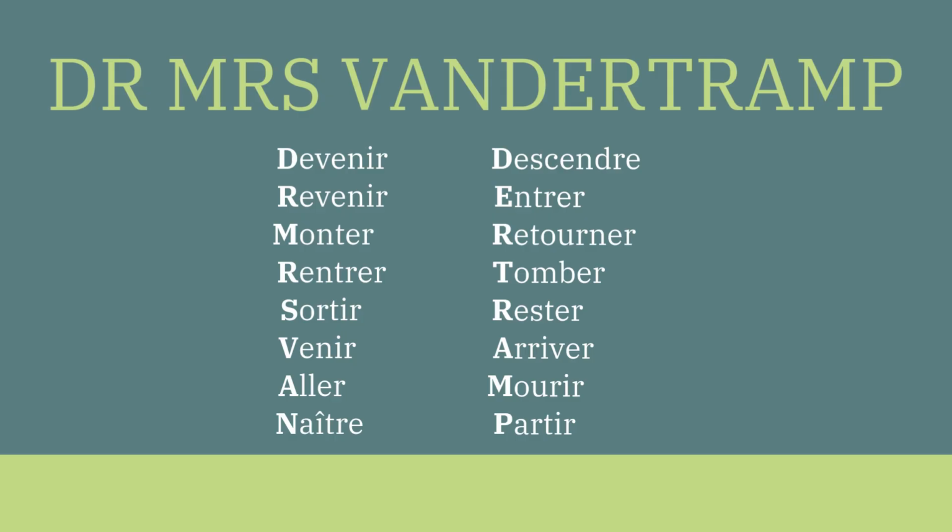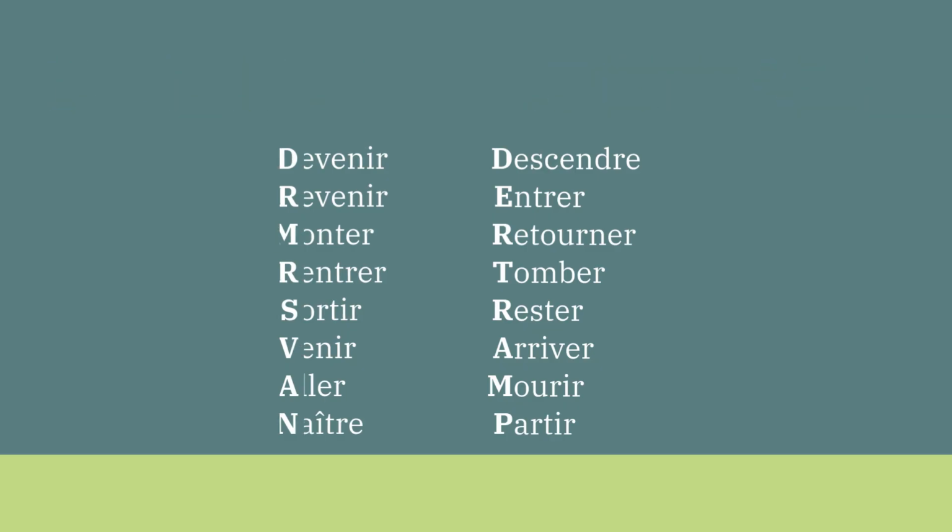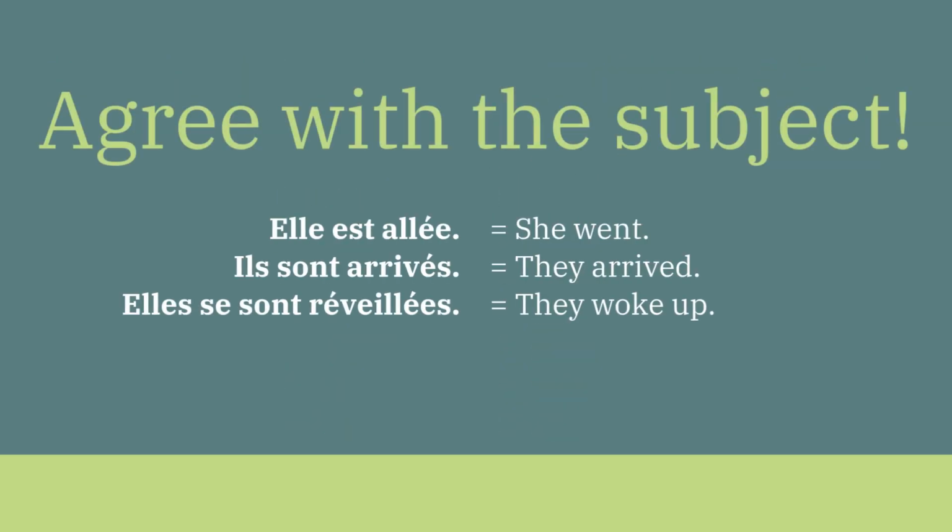After this video, try to test yourself by writing what Dr. Mrs. Vandertramp stands for in the comments below. One very important note is that with être, the past participle agrees with the subject. Add an E to the end of it for feminine nouns and an S for plural. For feminine plurals, add ES. Here are a couple of examples. Elle est allée has that extra E on the end. Ils sont arrivés adds the S to the arrivé, and elles se sont réveillées adds the ES for the plural feminine.